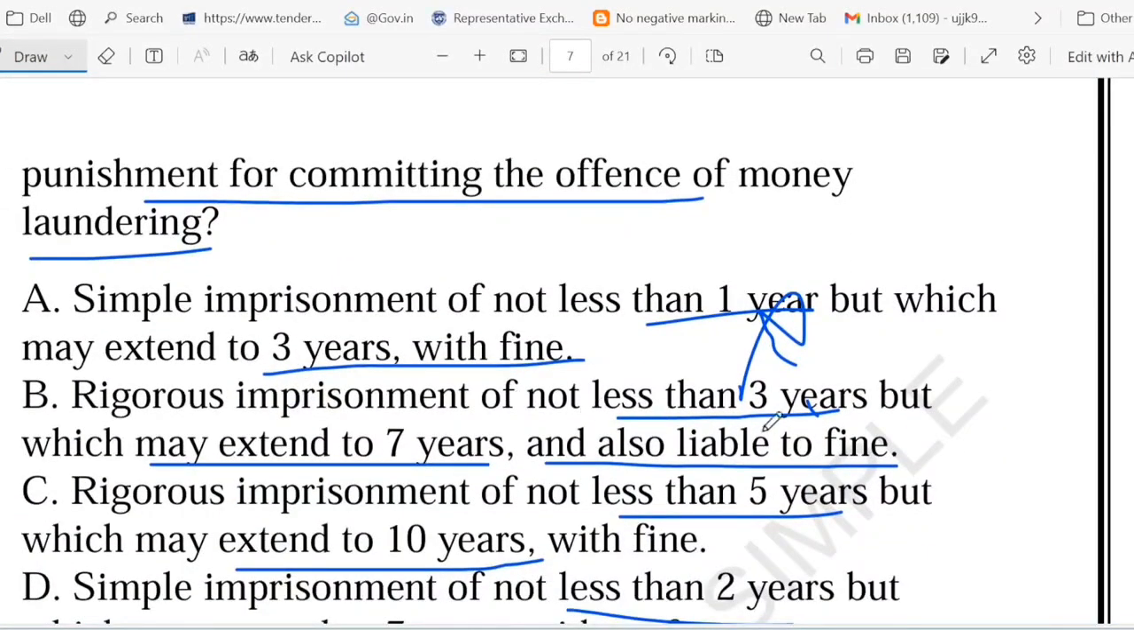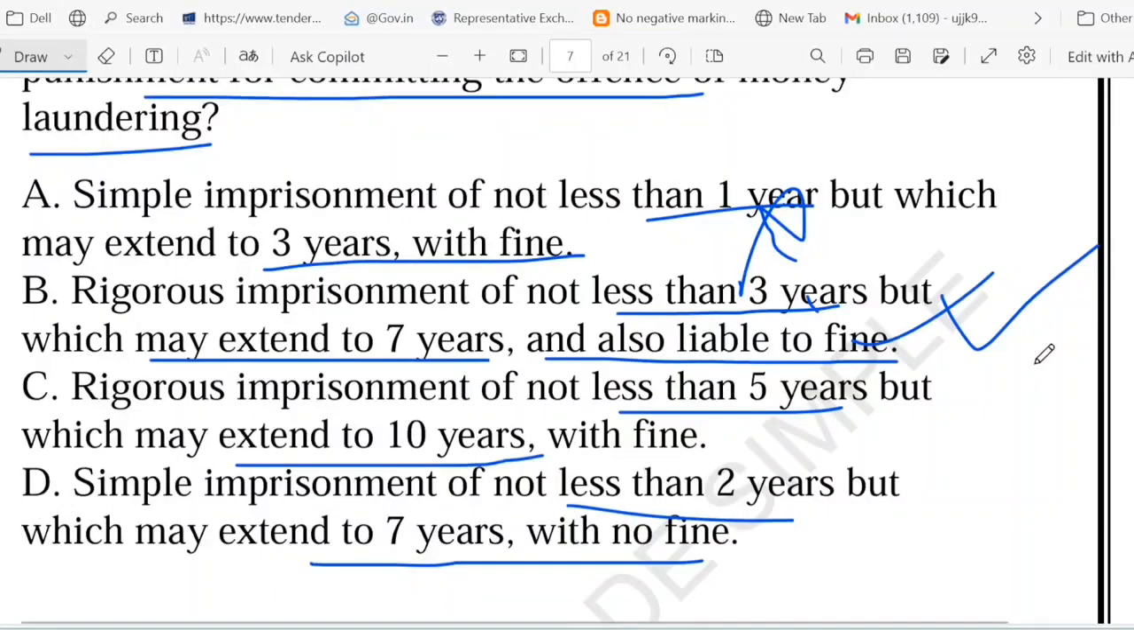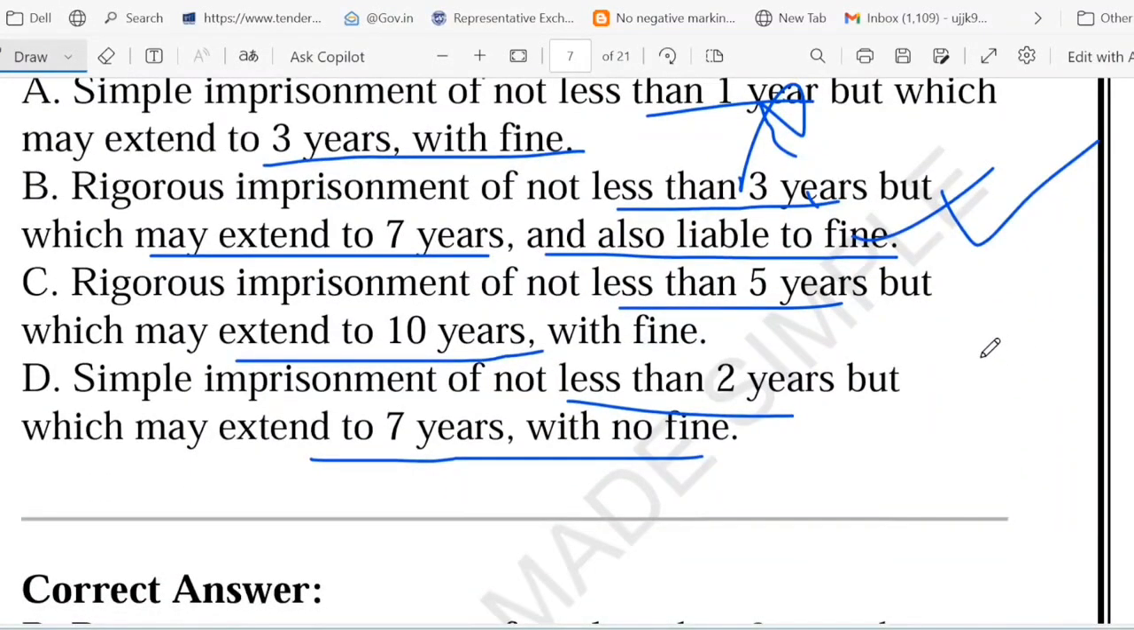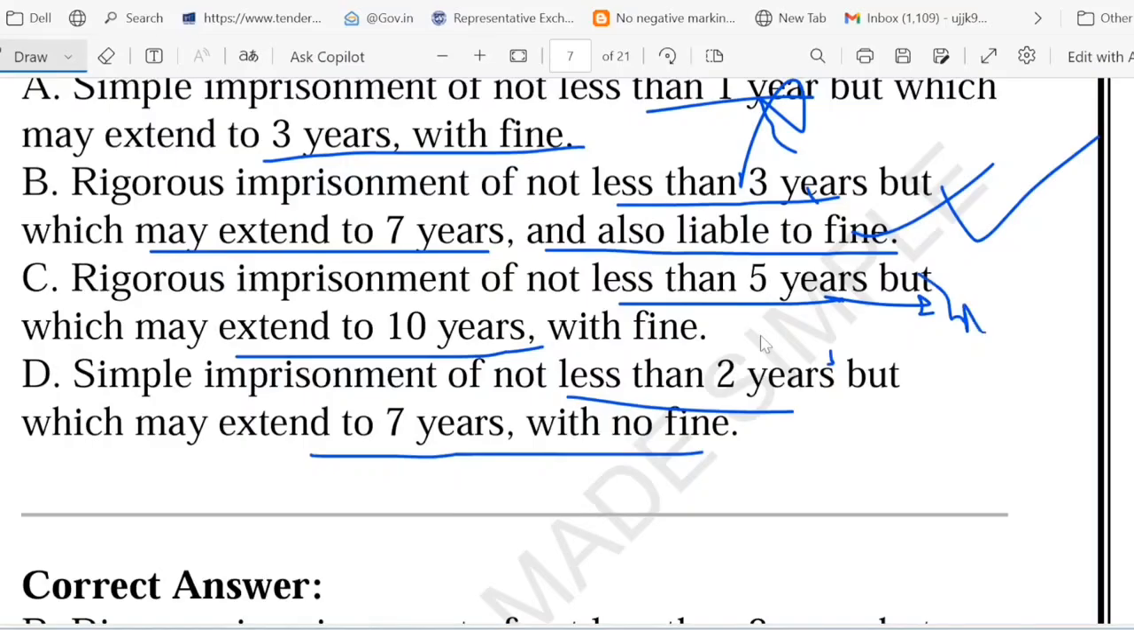Right, what about option B? Option B is rigorous imprisonment of not less than 3 years, but which may extend to 7 years. Yes, correct. This is the correct one. This matches Section 4 exactly. Minimum punishment 3 years, maximum punishment 7 years, and yes, fine is also applicable. Option C says rigorous imprisonment of 5 to 10 years with fine. This looks attractive because sometimes people remember 10 years. But that is a special case, only for certain offenses like narcotic cases under the NDPS Act. In the general case, it is 3 to 7 years.